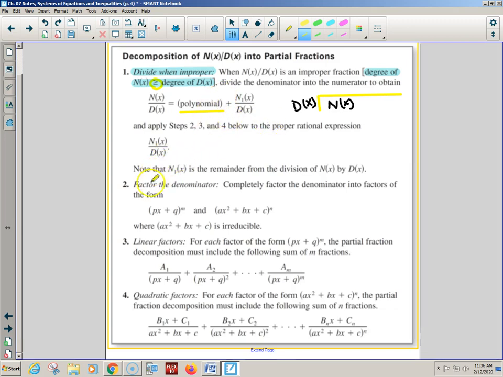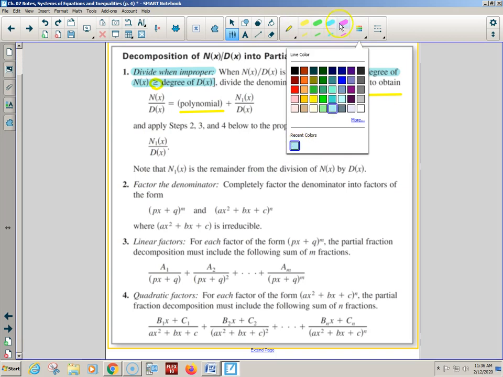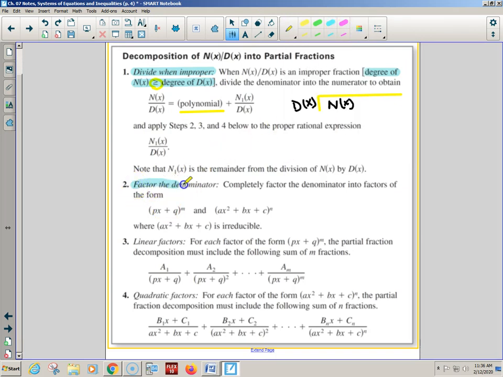Okay, then divide when improper. If it's not improper, we'll forget step 1 and move to step 2. Step 2 says, okay, now it's time to go ahead and factor the denominator, which you guys saw me do, and you guys thought of kind of doing at some point. Factor the denominator until you have irreducible factors. So factor until you can't factor anymore, pretty much.